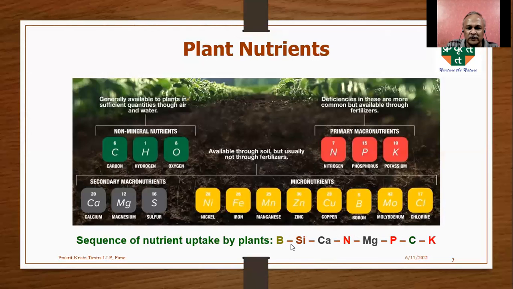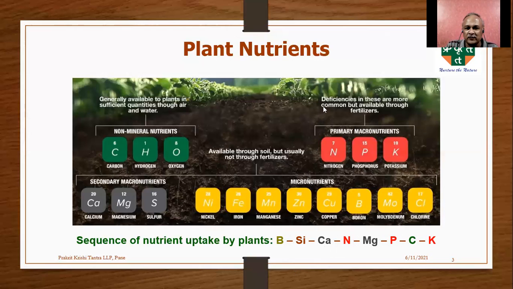So boron, silicon, then calcium. Silicon is not mentioned here because silicon is readily available in the soil naturally in abundance. So it's not mentioned among these. There is no shortage of silicon as such. Then calcium, nitrogen, magnesium, phosphorus, carbon, and potassium. So this is the series of nutrient requirement.